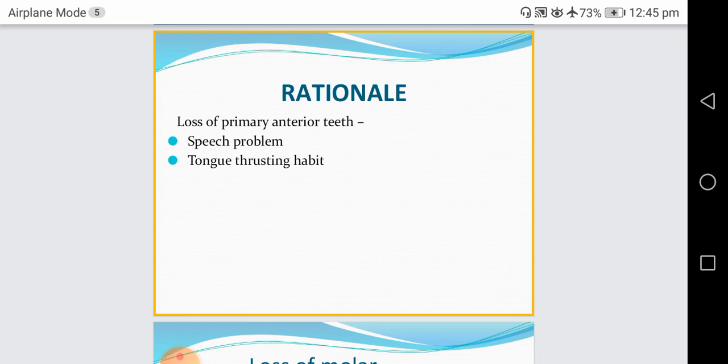When a primary anterior tooth is lost, it can result in speech problems and a tongue thrusting habit. We know when the anterior tooth is lost, there will be a gap between the maxillary and the mandibular teeth, or it will result in an open bite. That open bite can promote a tongue thrusting habit, and because the child cannot control the air escape, it will result in speech problems. So that is the sequelae of loss of primary anterior teeth.